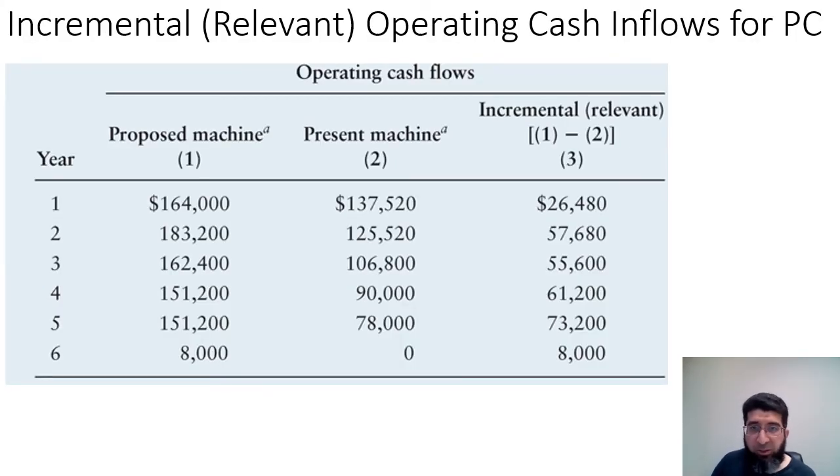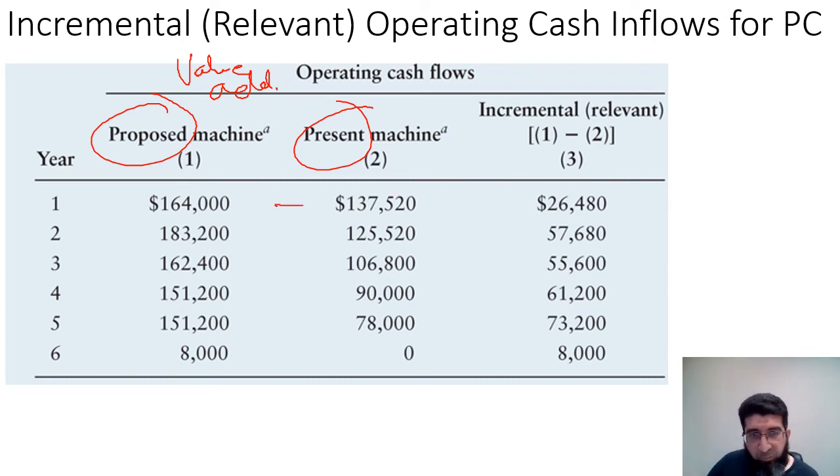Now what are the incremental cash flows? The proposed machine and the present machine. So we see how much value the proposed machine adds over and above the present machine. So when you subtract, you get the incremental cash flows, and see all of them are positive, and this positive means that there is some value that has been added over and above what the present machine could have added.